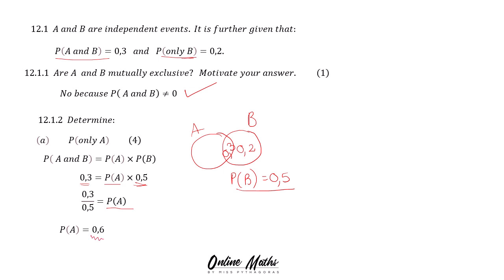Now what does that mean? That means this whole part there of A is 0,6. But this 0,6 includes the 0,3. So P only A will be 0,3. Why? Because 0,3 plus 0,3 is 0,6. Where's the marks? There's 4 marks. It's using the formula for seeing that PB is 0,5, working out PA and then P only A.